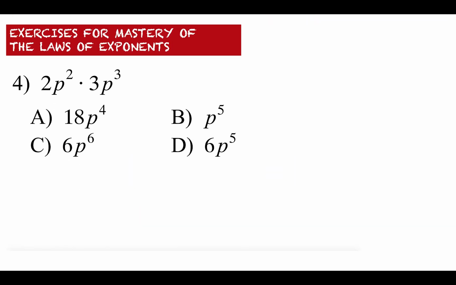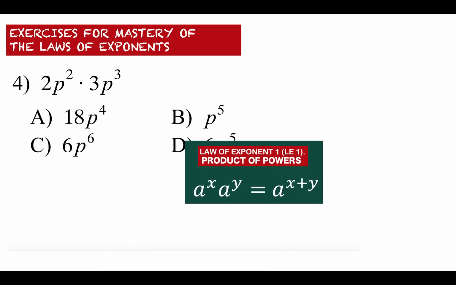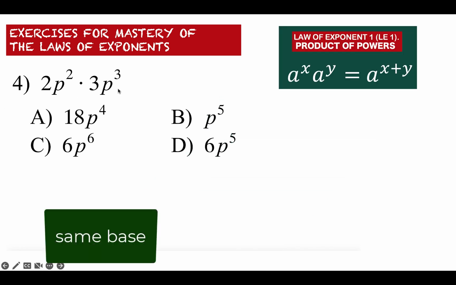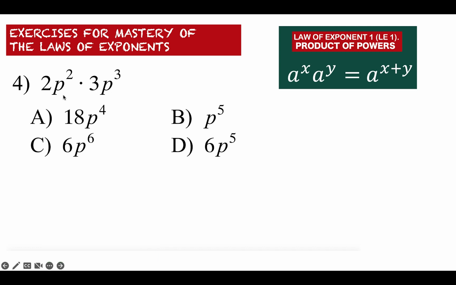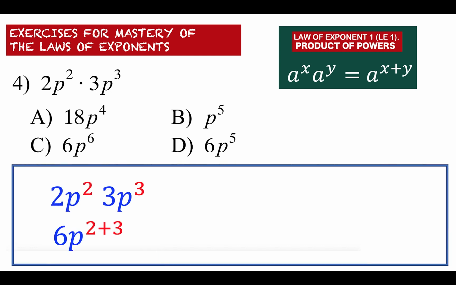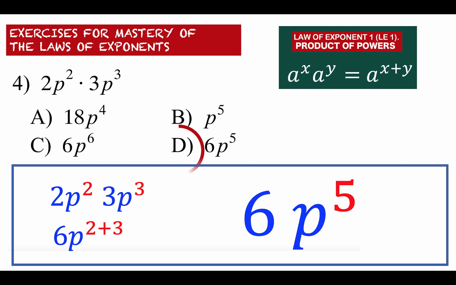Number 3, 2p squared times 3p cubed. Again, law of exponent number 1. The base is common, p and p. Multiply the numerical coefficients 2 and 3, so it becomes 6, and copy the common base p and add the exponent, 2 plus 3 equals 5, so the answer is 6p to the 5th. The common error here is choosing letter C, where the exponents were multiplied. So remember, in law of exponent number 1, the exponents are added, not multiplied.